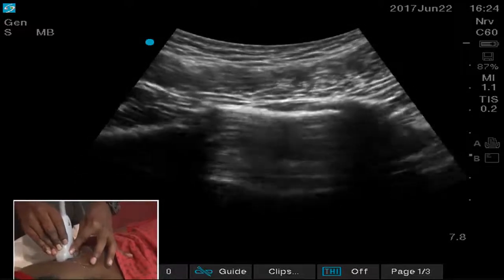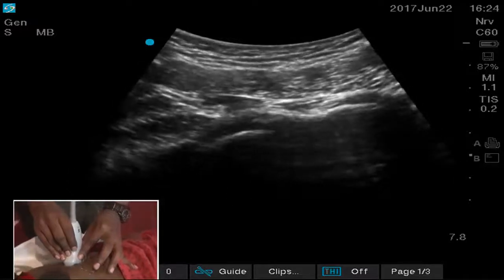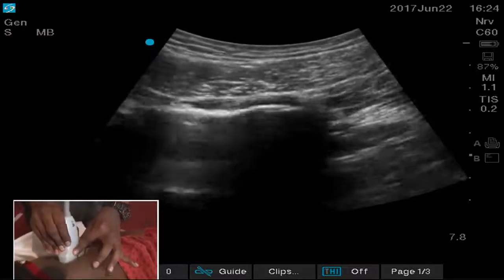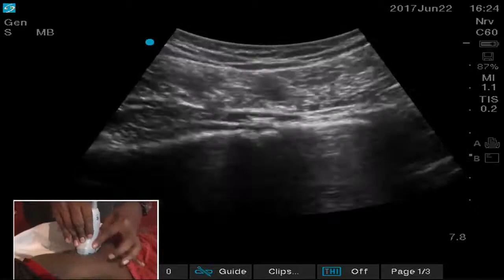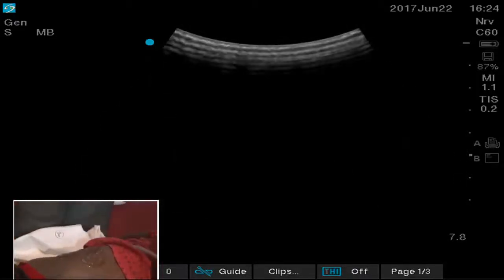Can I update? Or can you just lie down like this?